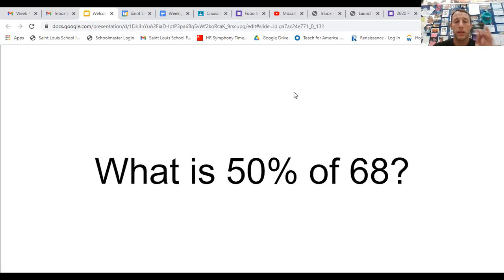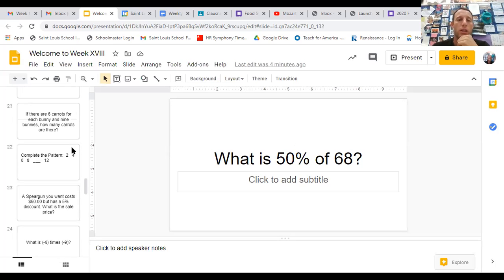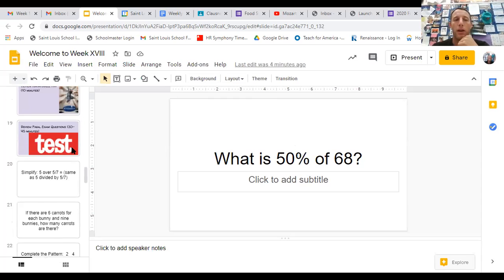So if I were you, I would take notes on those, ensure I know how to do each one of those, and know each one of those categories. So integers, percentages, coordinate plane, multiplication in word problems, complete the pattern, complex fractions, all that good stuff. So hope this was a good, quick review, and I will see you guys very soon.